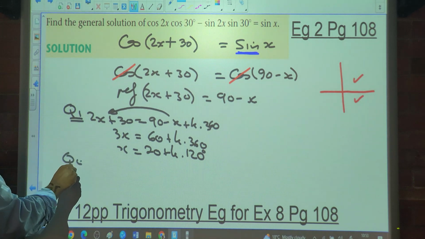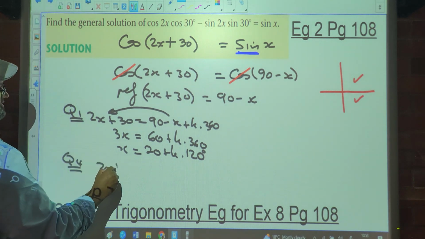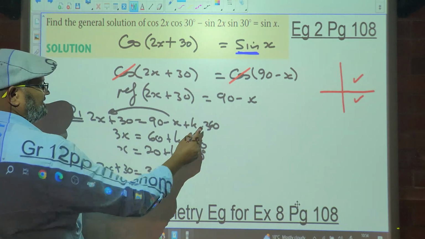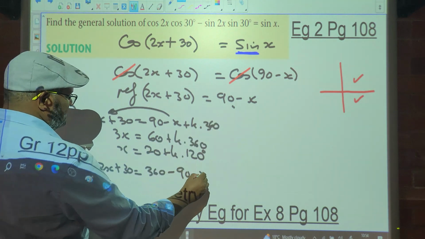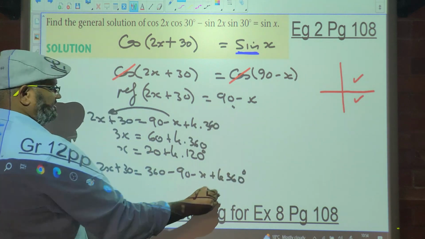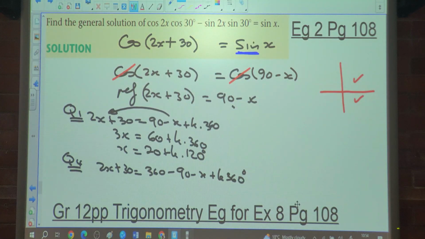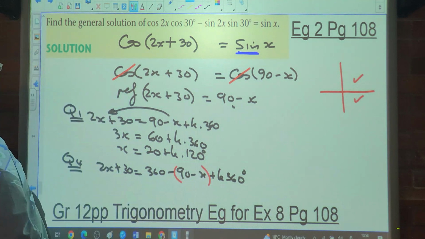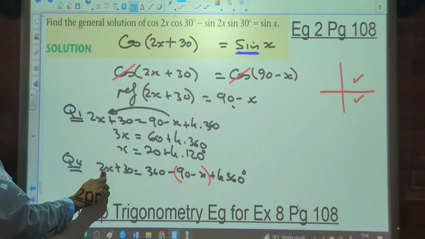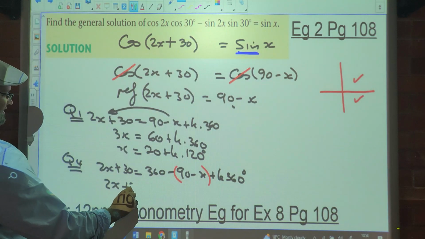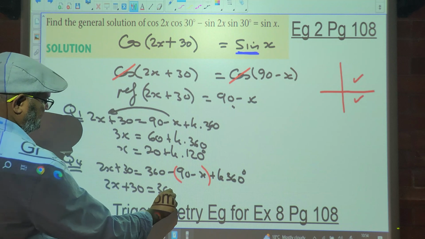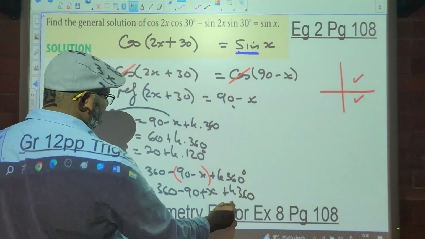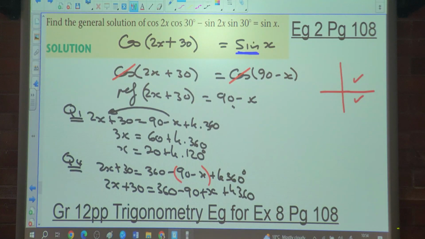Quadrant 4. How do you get in quadrant 4? Firstly, 2x plus 30 is equal to 360 minus 90 minus x, plus k times 360. You all agree with that? It's wrong. Brackets. Why must there be a bracket? More than one term following a negative sign. Okay, so I get rid of the bracket. So it's 2x plus 30 equals 360 minus 90 plus x plus k times 360.